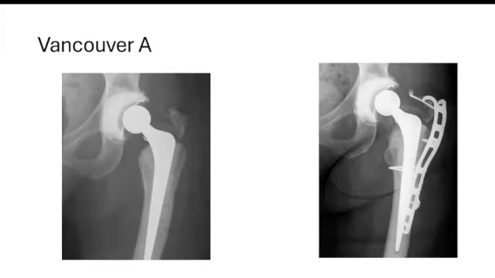So the Vancouver A, as you can see here, involves a fracture of the greater trochanter. This can occur at the time of the surgery or afterwards. This one, the fracture looks to be a little old. Now, these fractures can be managed non-operatively, but they can also be treated surgically. And there are a variety of ways to treat it.